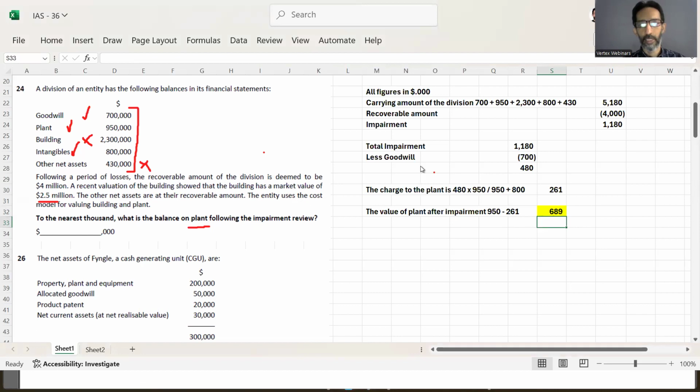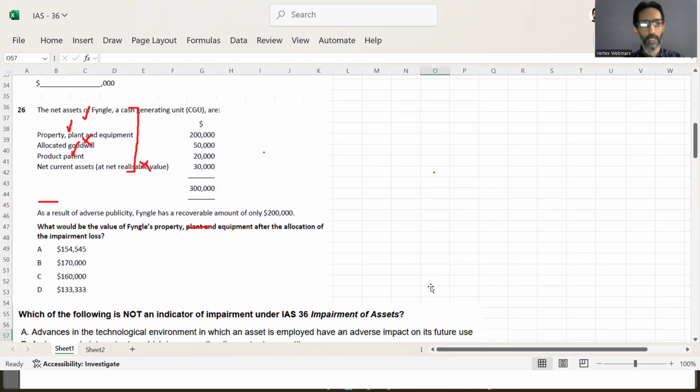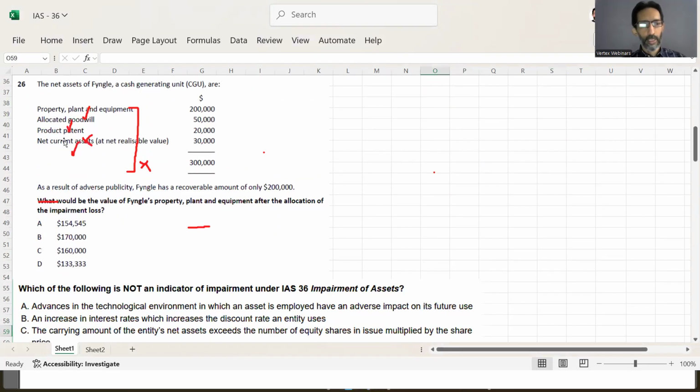Okay, quickly moving on to the next question so that we could utilize the time properly. Let's clear the drawings. This next question is similar. I have picked up at least two similar questions so that you could reinforce the concept. What would be the value of Fingal's property, plant, and equipment after the allocation of the impairment loss?